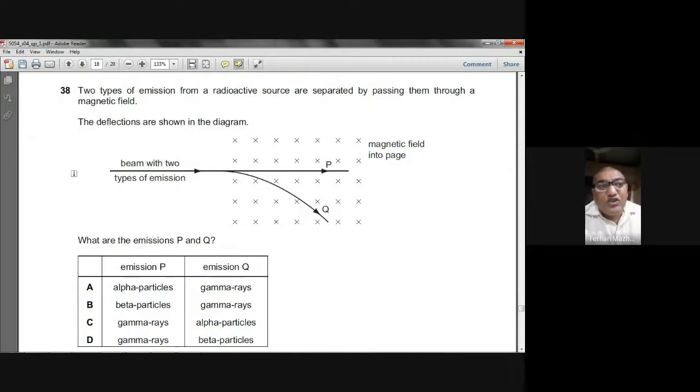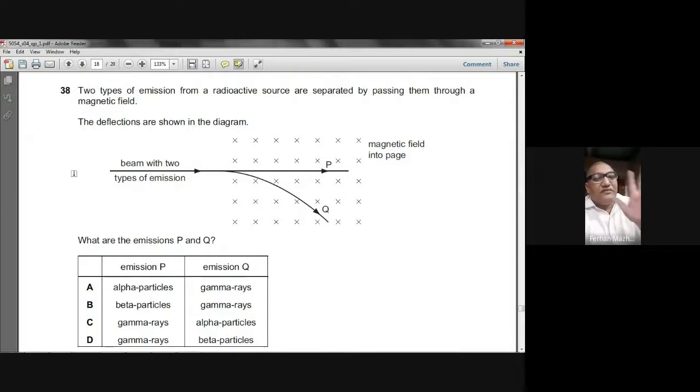The P is no doubt gamma rays because it has been undeflected. The P is gamma rays because gamma rays don't have charge on them, so they are not affected by the magnetic field. They go undeflected, so there is no effect on them. So I think C and D is the option. Q bent towards the bottom of the page. So now we have to apply the left hand rule. So let's apply the left hand rule.